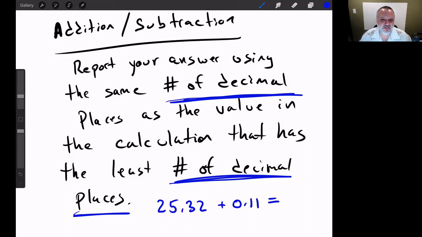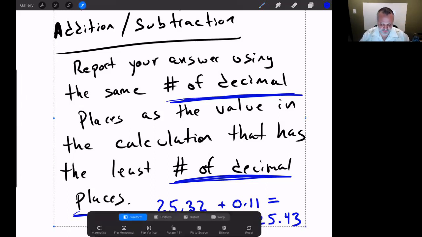How many decimal places does the number on the left have? The number on the left has 2 decimal places. How many decimal places does the number on the right have? The number on the right also has 2 decimal places. So my answer should be reported to 2 decimal places. So the answer would be 25.43. So this can actually get you into some weirdness, right?